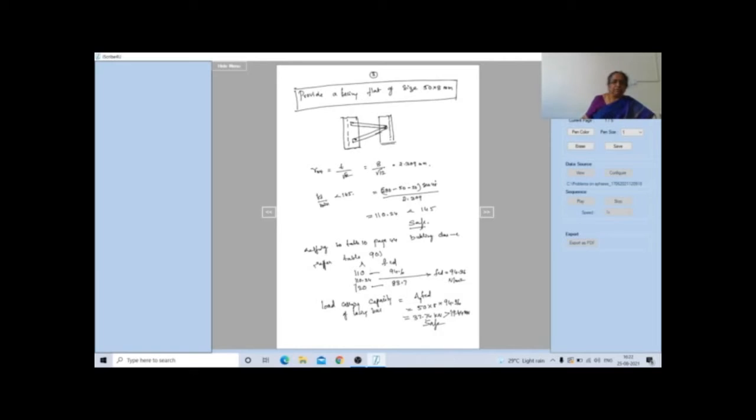So, once you design, just check whether it's safe in compression or not. So, we have checked it. It is safe in the compression.